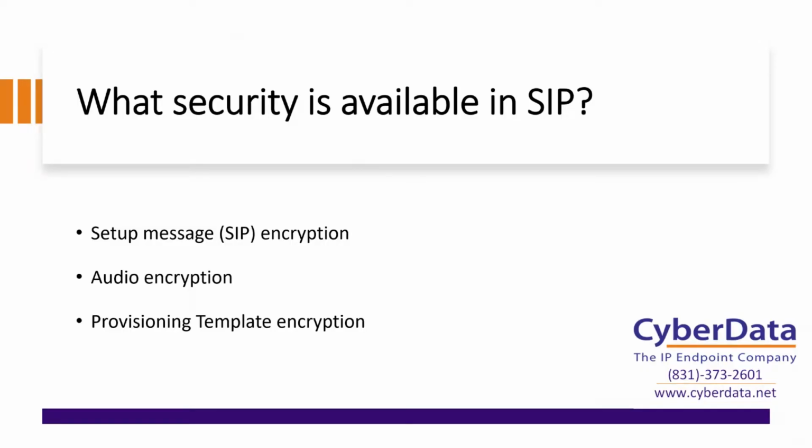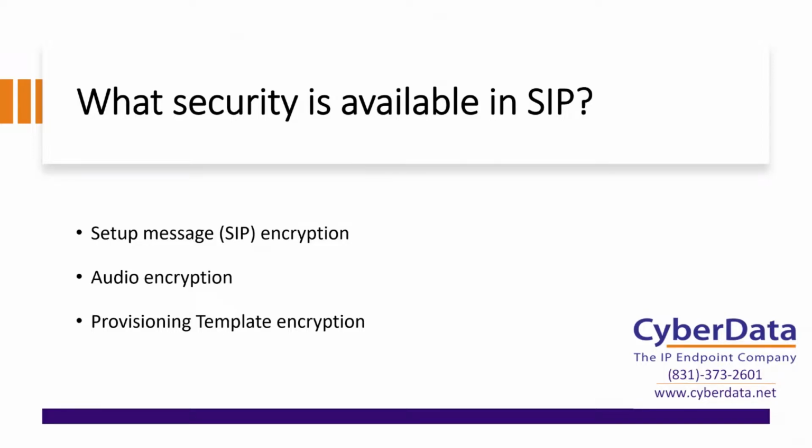So what kind of security is available when we're dealing with SIP and VoIP in general? Of course, you've got setup message encryption, or SIP, the session initialization protocol, which is what we use to actually generate these different phone calls. You can encrypt those specific messages, basically who you're calling. Then you can also, honestly, encrypt the important part, the actual audio itself. And then finally, you can also encrypt the provisioning templates, and that's the actual credentials, the user information, for lack of a better term, to actually register your equipment with the phone system.